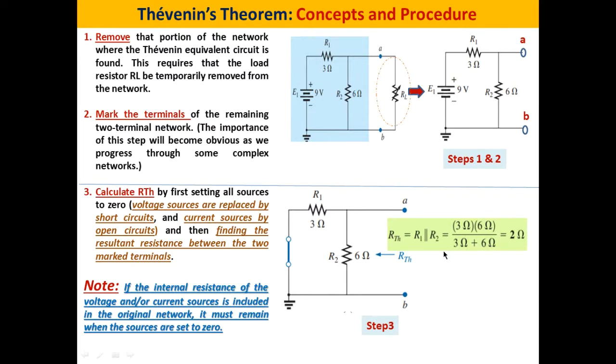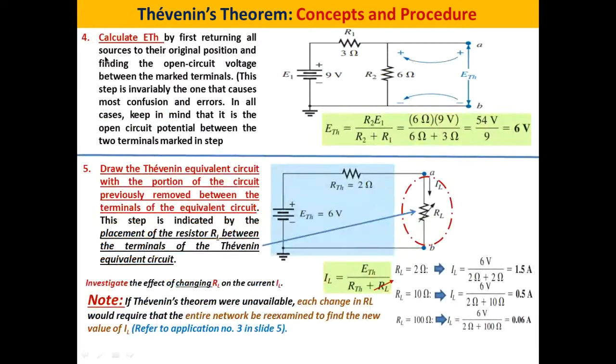So here we have done step number 3. We have calculated R Thevenin by making all the sources in the circuit 0. Here, only one source, we replace it by a short circuit. Now let's go to step 4. Calculate E Thevenin.